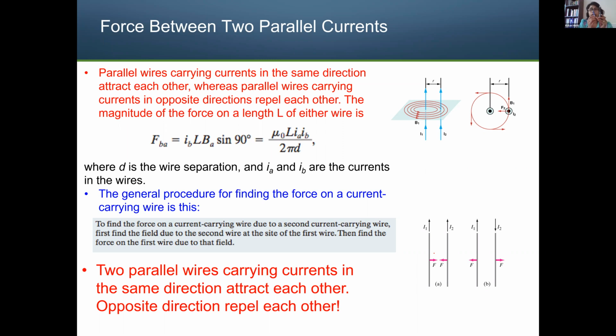When they carry the current in the same direction, these two wires are going to attract each other. If it is a wire, this is plastic, that's why it's not going to bend, but if they are wires, they're going to attract each other. If they go in opposite directions, they're going to repel each other. Now we're going to understand why this is happening.